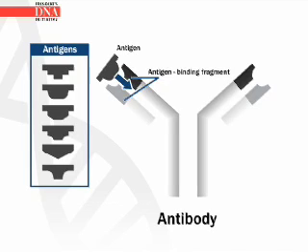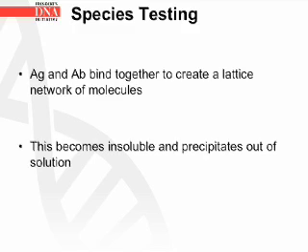This is a diagram of an antibody. Notice at the ends there is an antigen binding fragment. This fragment has a specific shape, so the antibody will only bind to antigens that are complementary to that shape. Antigens and antibodies bind together to create a lattice network of molecules. This lattice network then becomes insoluble and precipitates out of solution.